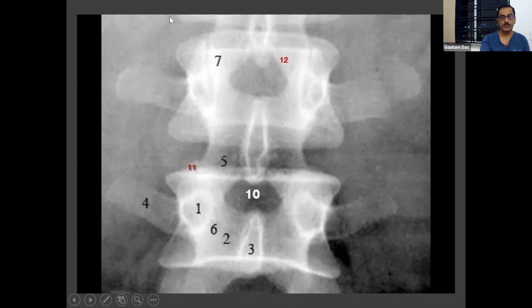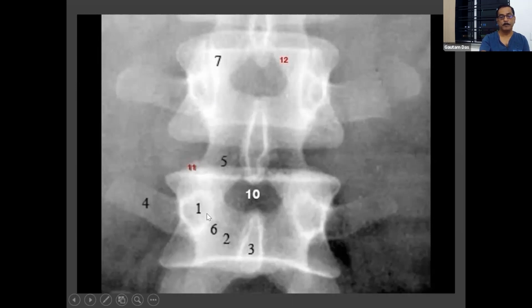So here you see, this is your vertebral body, and here is the lamina. They are superimposed over one another. So you have to know the 3D structures nicely, and understand which structure is superimposed over which structure. So what are the structures you can see?